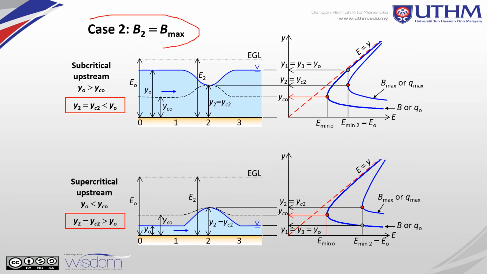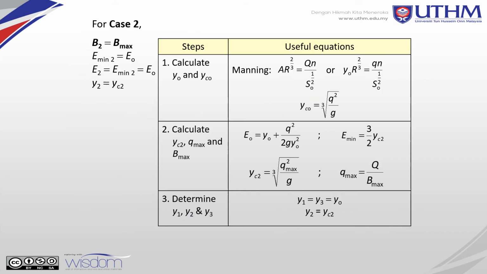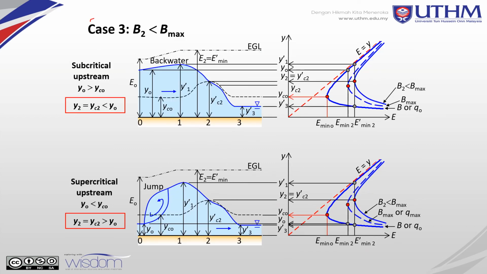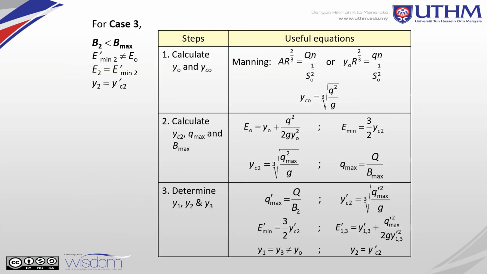Case 2 is B2 equal to Bmax, for subcritical and supercritical flow. The same useful equations apply. The difference for determining Y1, Y2 and Y3 is using these basic equations. Case 3 is B2 less than Bmax. The useful equations are the same here, but the difference is at this side.